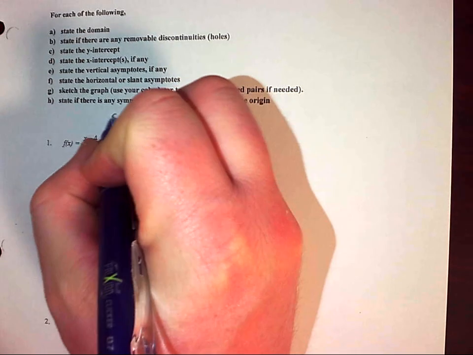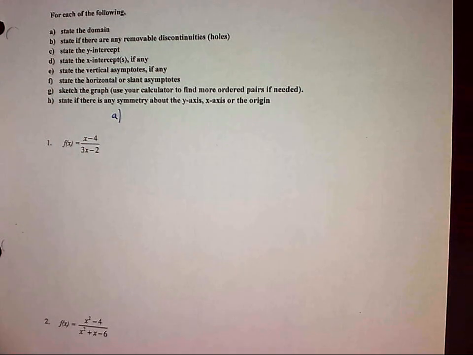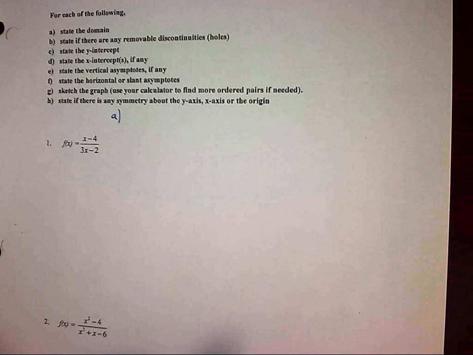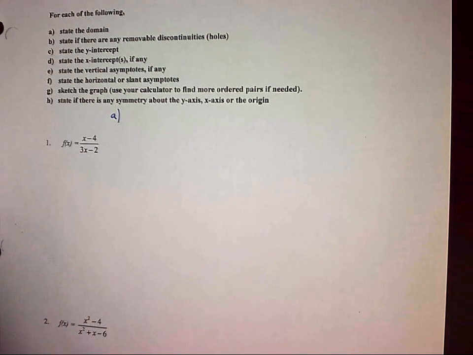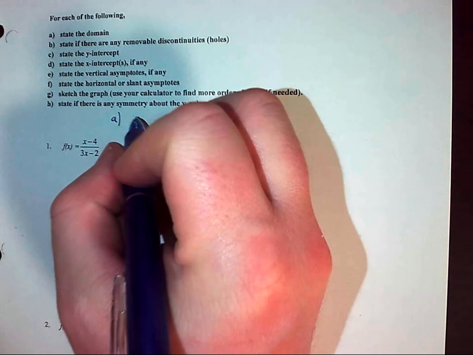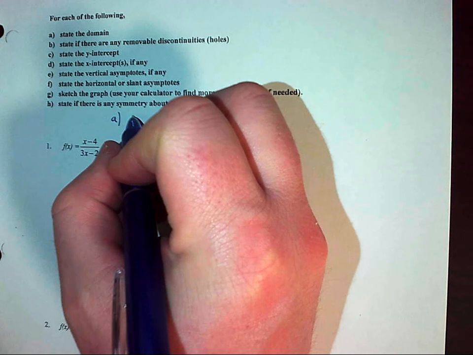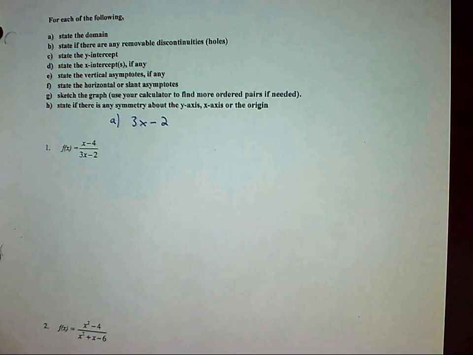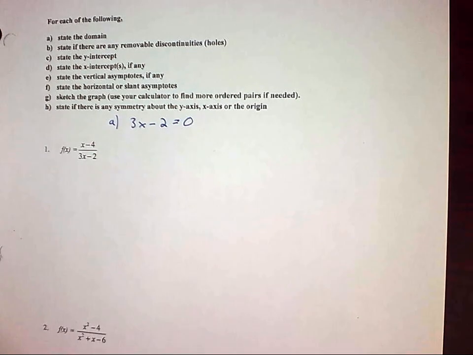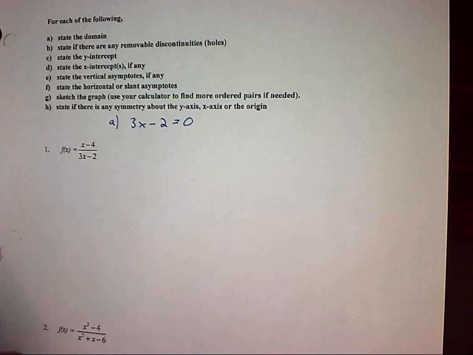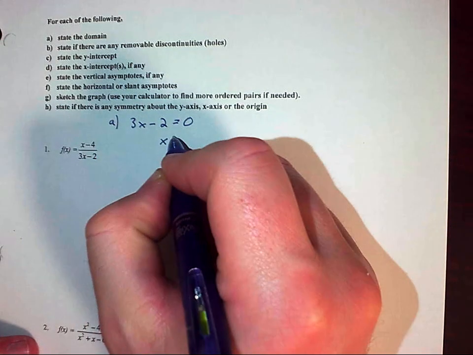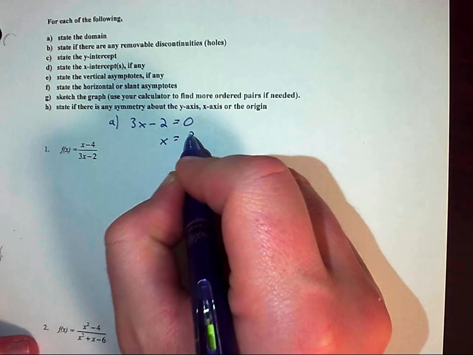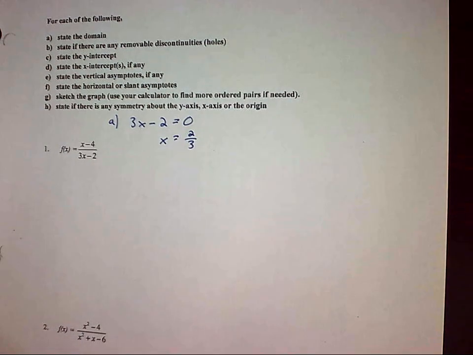So let's start off with question A. If we want to state the domain, we know that the domain is simply the values that are not going to make our denominator equal to 0. So what we're trying to figure out is when 3x minus 2 is not equal to 0. Well, we can figure out when it is equal to 0, and then make sure that x is simply not that value. So if you solve for x right here, you add 2 to both sides and divide by 3. We're going to say that x is equal to 2/3.